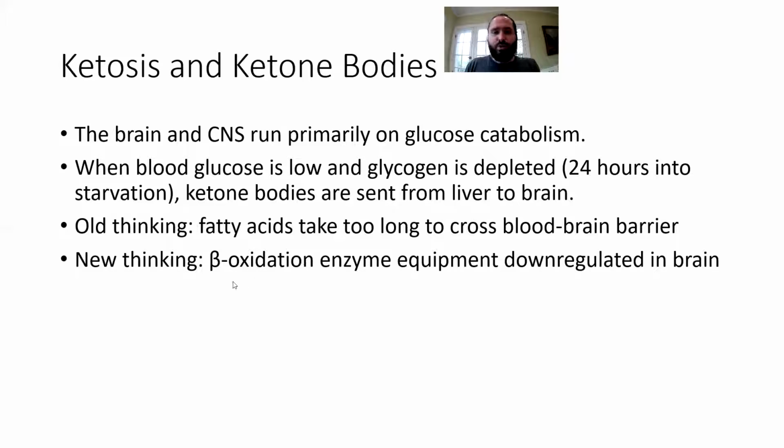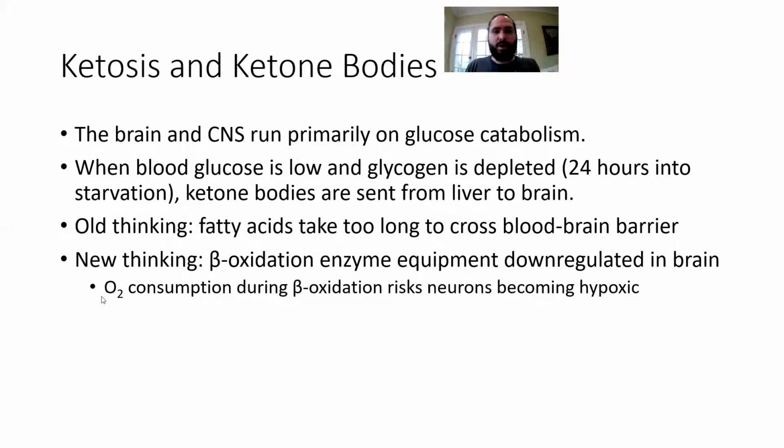The new thinking is a little bit more nuanced, which is that in the brain, the beta oxidation enzyme equipment is down-regulated by evolution. There's a couple of plausible reasons for this. I'm not sure if we would call this the new hypothesis or the new theory. I don't know if it has enough research support to be called a theory yet. So the new thinking is that the reason the beta oxidation enzyme equipment gets downregulated in the brain is oxygen consumption during beta oxidation. So remember, in beta oxidation, we need lots and lots of oxygen because we're getting all of our energy pretty much from the electron transport chain. We're making NADH and FADH2 every time we perform a round of beta oxidation.